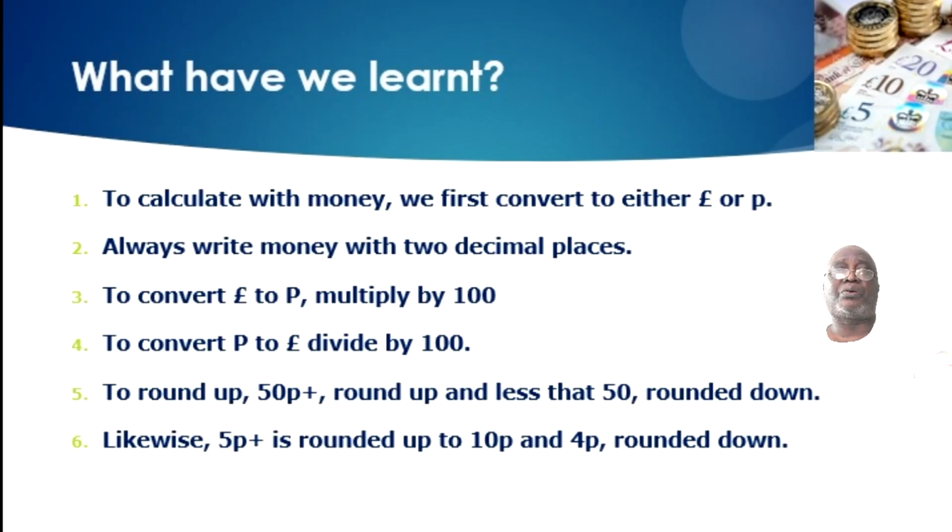When you're rounding up, apply the same principles of rounding. To round up, you round up 50 and above, or 5 and above, as the case might be. To round down, you round less than 50 or less than 5 down to the nearest pound or the nearest pence.